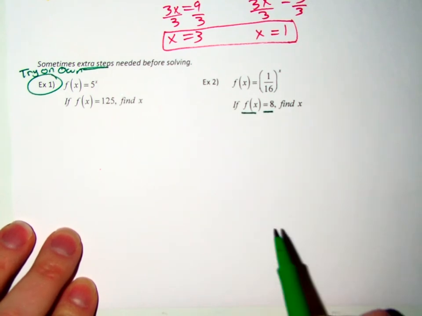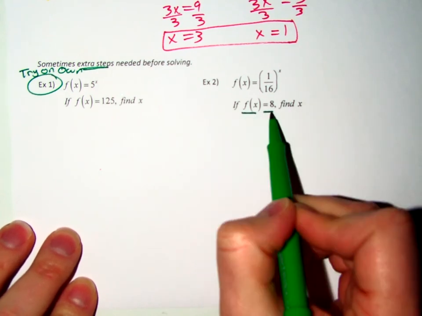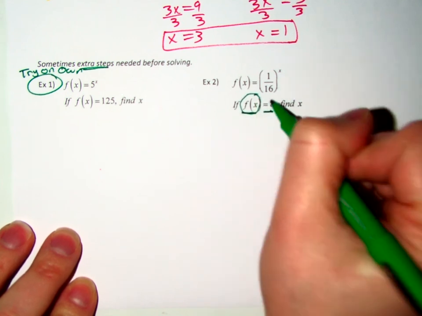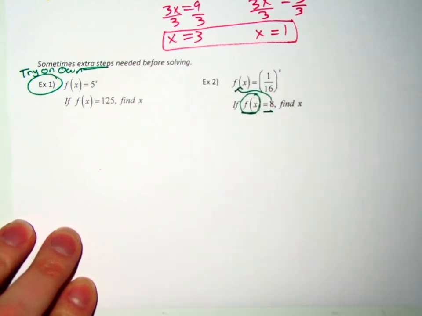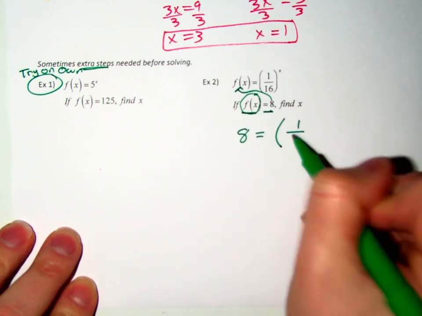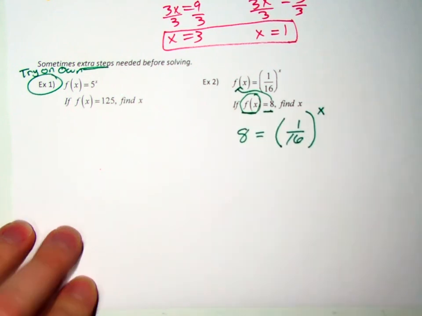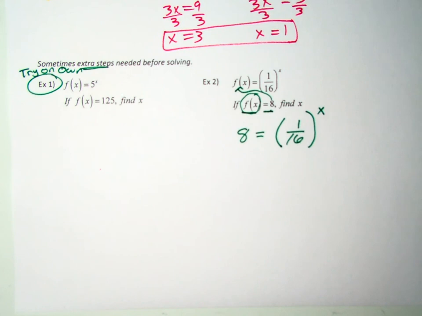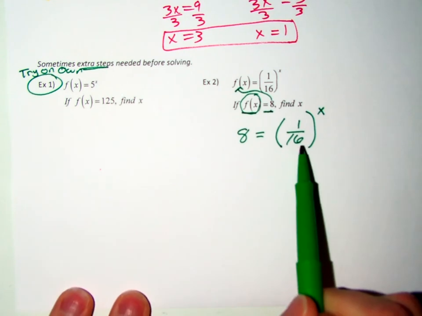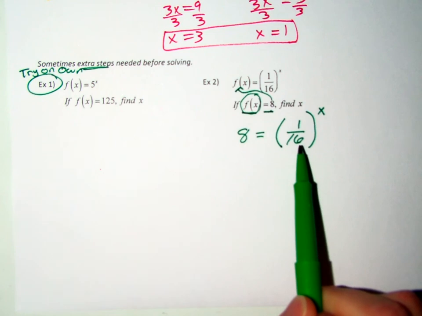So you need to be careful with this. If they're saying f of x equals 8, they're saying I need to replace f of x with 8. So 8 is going to go in place of the f of x. So really this is saying 8 equals 1/16 to the x power. All right, so now I need to try to make common bases. So I would start out thinking, can I do 8 to some power to get 16? Well, 8 to no power gives me 16, so that's not going to work.